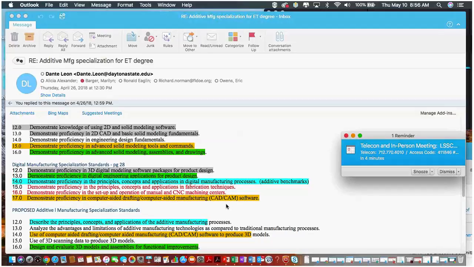Prototyping is only three standards, which is 3D digital modeling software packages, digital engineering applications for product design, and principles, concepts, and applications in digital manufacturing processes. That's the CCC for the rapid prototyping. There's 1, 2, 3, 4. There's 6 schools with that. So that tells me that this specialization is really geared more towards the additive rapid prototyping.